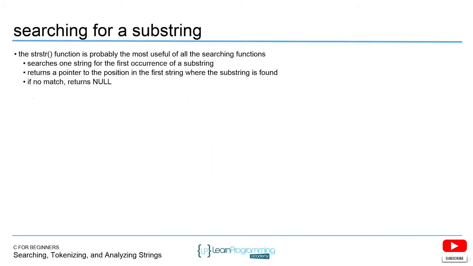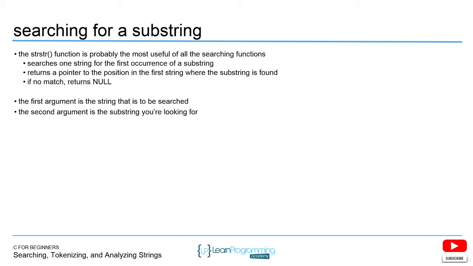If you want to search for a string inside of a string, which would be a substring, you use strstr. This is probably the most useful of all searching functions. It searches one string for the occurrence of a substring, and it returns a pointer to the position in the first string where the substring is found. Very similar to strchr, but it searches for an entire string. If it didn't find any match, it returns null. The first argument is the string that is to be searched, just like strchr. The second is the substring you're looking for, another string.